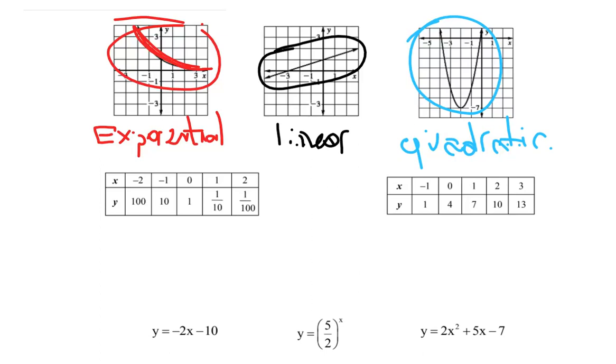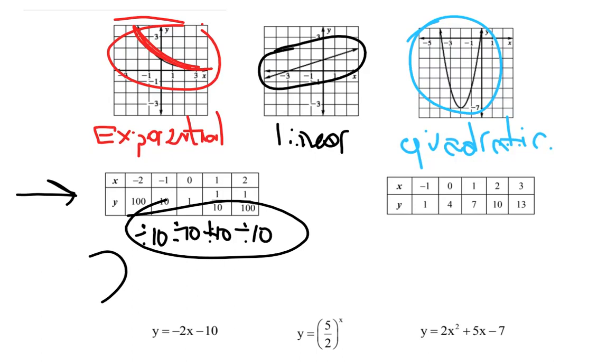If I look at the tables now, if I want to establish what kind of function this is, I can look at my y values, I can see each time from 100 to 10, I divide by 10. From 10 to 1, I divide by 10. From 1 to 1/10, I divide by 10. From 1/10 to 1/100, I divide by 10. So if I'm dividing by a constant factor, that one is going to be exponential.